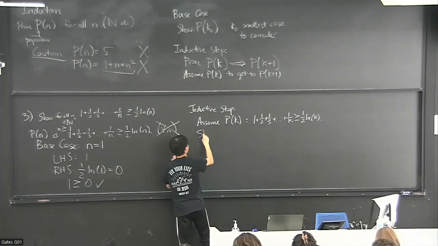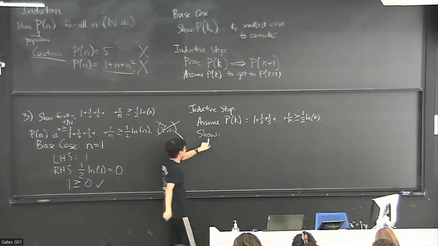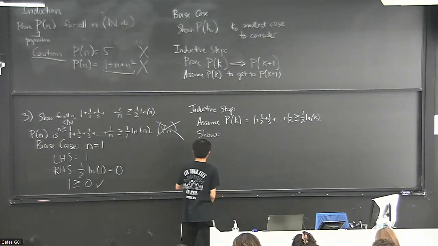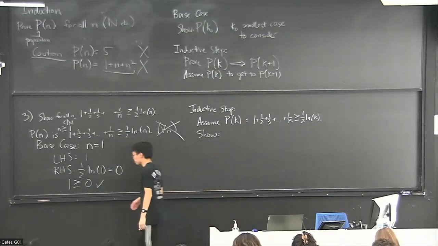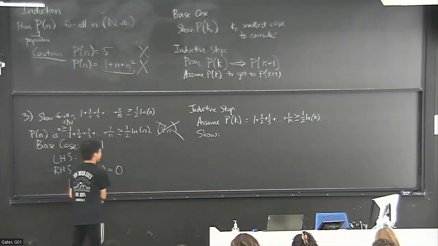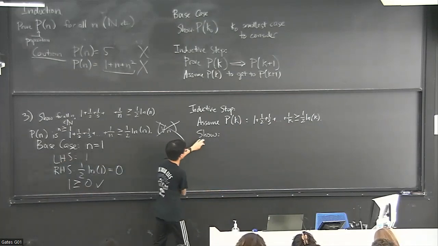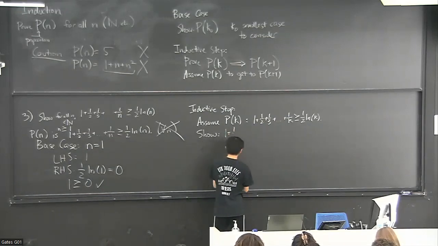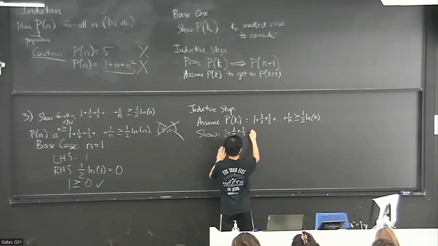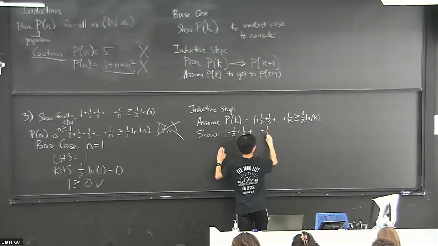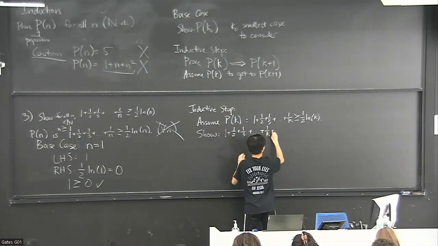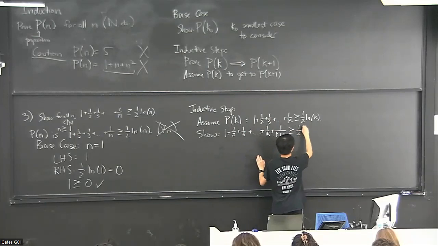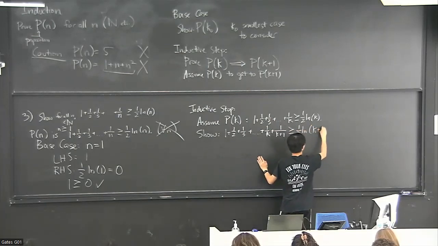And we want to show, what is this saying? Where do we want to end up? Where does this proof want to end up at the bottom? We want to end up with 1 plus a half plus a third plus 1 over k plus 1 over k plus 1 is greater than or equal to 1/2 natural log k plus 1.